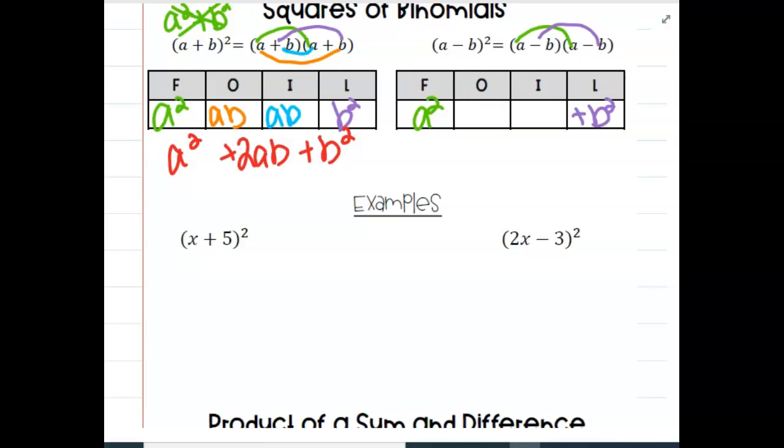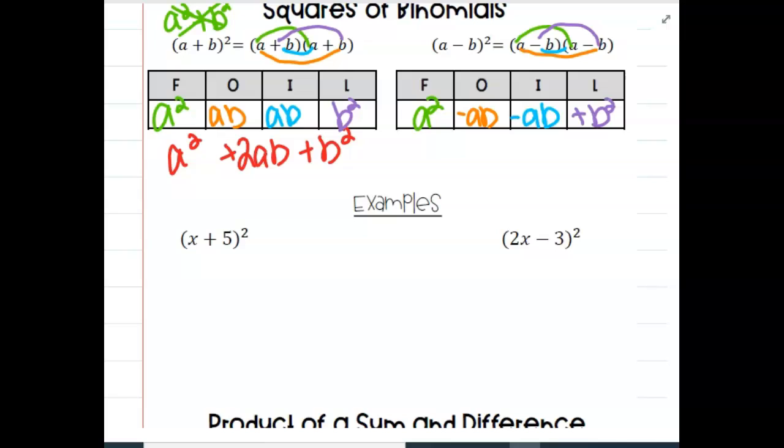Okay? Now let's talk about the O and the I. Okay, I can see it. The O is a times negative b, which is a negative ab. The I is negative b times a, which, like we've done the last two problems, just flip those around, it's going to be a negative ab. Notice, in both of these, the O and the I were the same exact term. Now down below, they were the same term, but opposite signs, so they canceled out. Here, they are the same exact term, sign included.